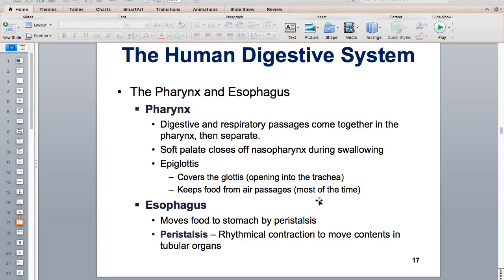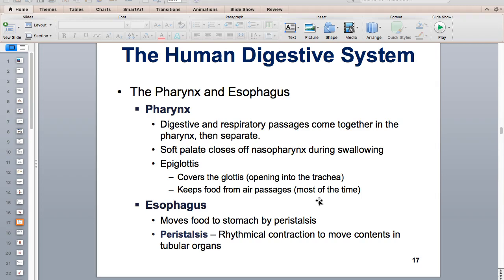So now, if we keep moving down further, we're going to talk about the pharynx and the esophagus. At the pharynx, the digestive and respiratory passages come together, but then they separate, right? Like I just showed you in that picture, you want that bolus of food to go down into the esophagus, not into the trachea. So the epiglottis covers the glottis, which is the opening into the trachea, okay?